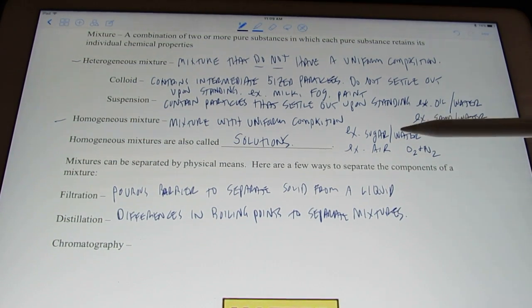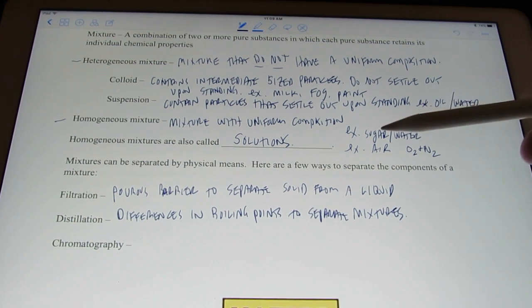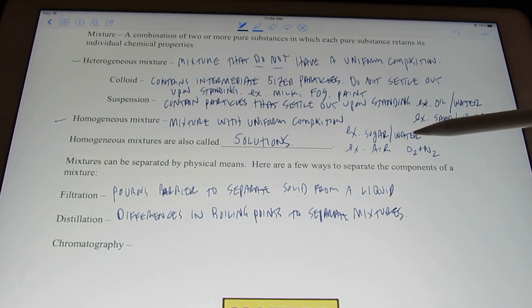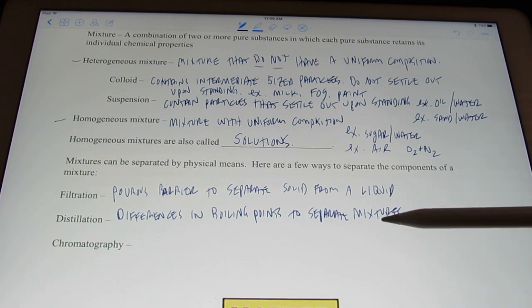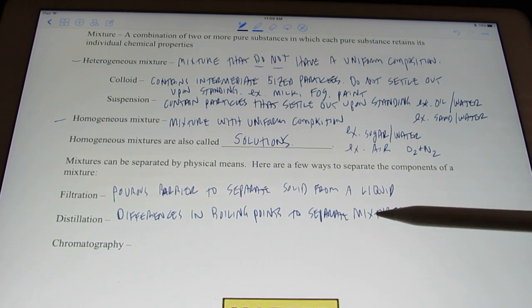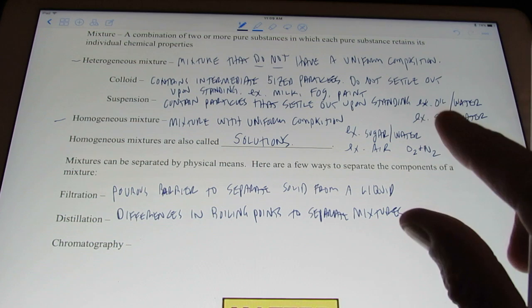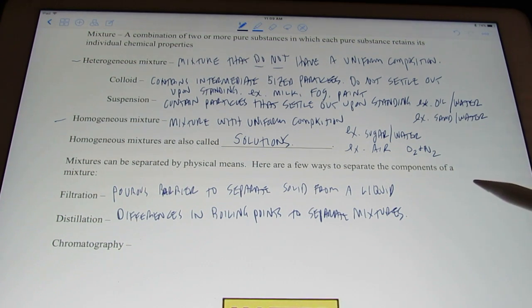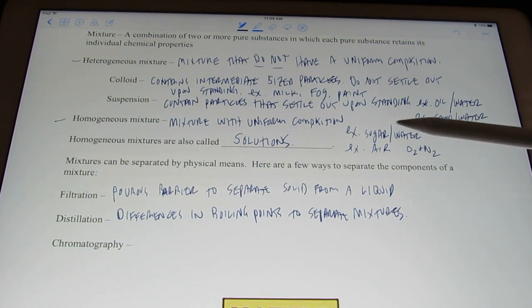So if you can imagine my sugar water mixture. If I boiled sugar water, sugar has a much higher boiling point than water does. So as I begin to heat it up, what will begin to boil first? Of course, the water would be. The boiling point of water is much lower. So the water would start to boil and of course turn to steam, which is still H2O. That steam could then be recondensed. That means I'm going to take it from a gas and turn it back into a liquid. And I would end up separating the water from the sugar.